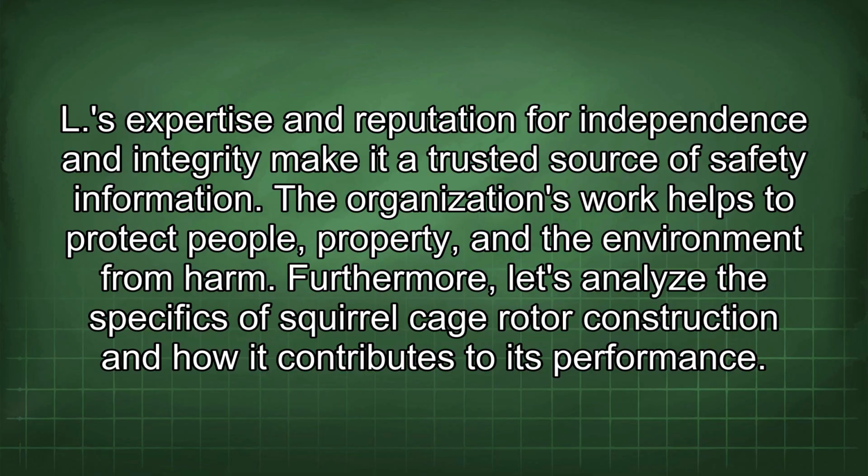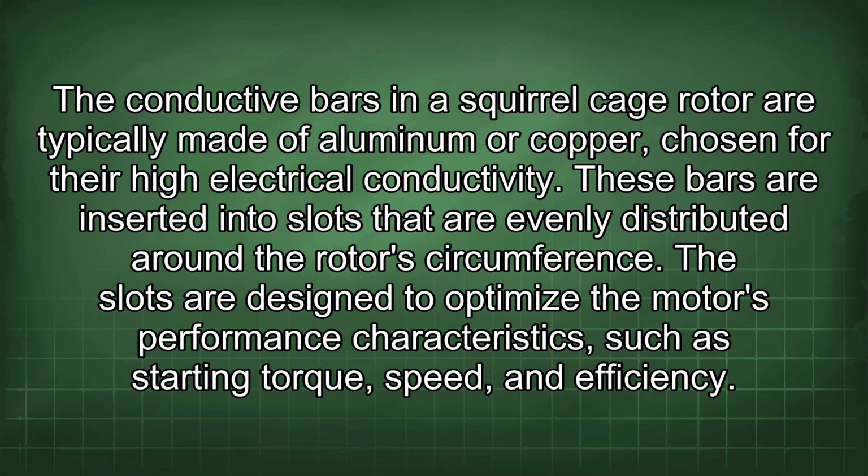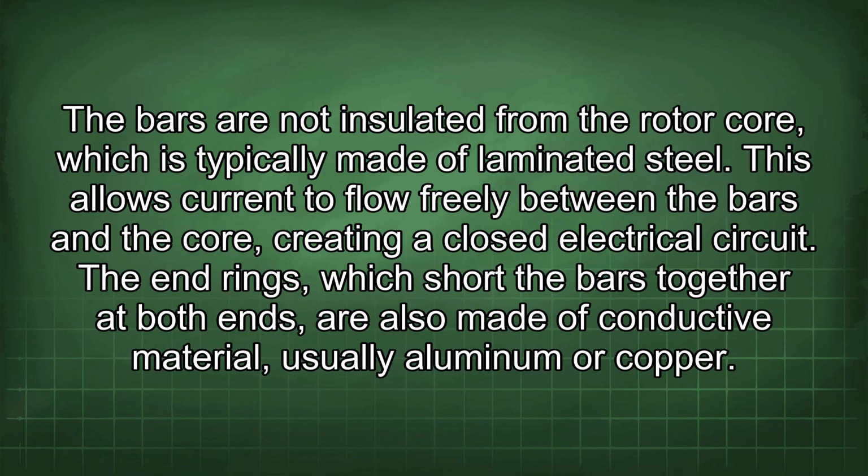Furthermore, let's analyze the specifics of square cage rotor construction and how it contributes to its performance. The conductive bars in a square cage rotor are typically made of aluminum or copper, chosen for their high electrical conductivity. These bars are inserted into slots that are evenly distributed around the rotor's circumference. The slots are designed to optimize the motor's performance characteristics such as starting torque, speed, and efficiency. The bars are not insulated from the rotor core, which is typically made of laminated steel. This allows current to flow freely between the bars and the core, creating a closed electrical circuit.